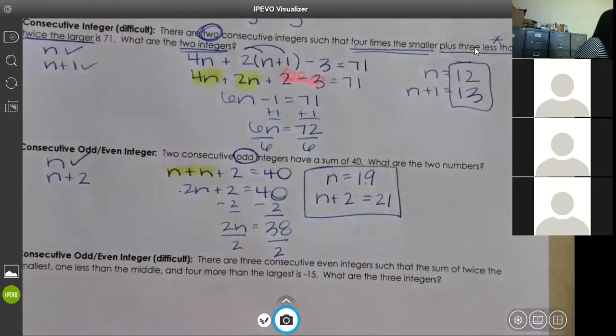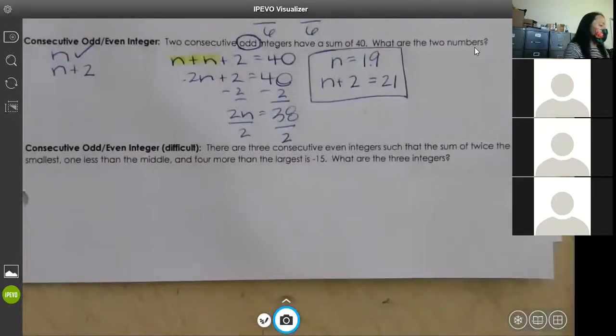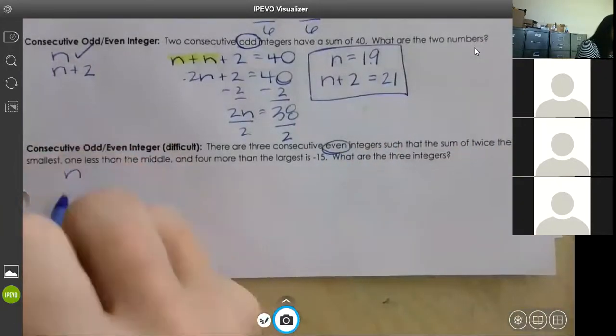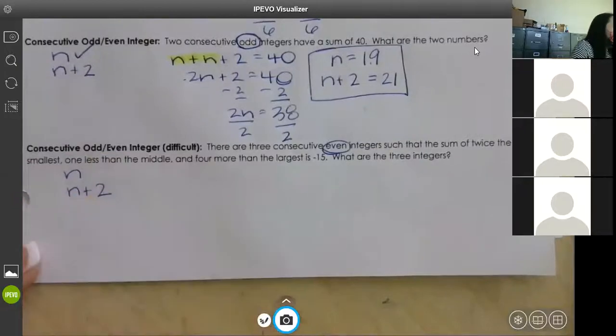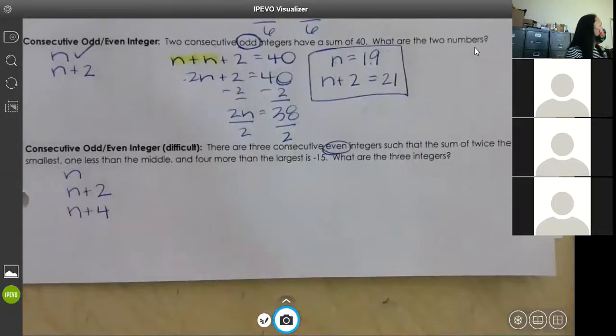All right, last one. It's complicated to set up, easy to solve. There are 3 consecutive even. So when it says even, we're going to skip. We're going to skip N plus 1 and go to N plus 2. We're going to skip N plus 3 and go to N plus 4. Okay, so skip. Even and odd means skip. Which one's the smallest? N. Which one's the largest? N plus 4. Smallest is N, largest is N plus 4, so that means the middle one is N plus 2, okay?